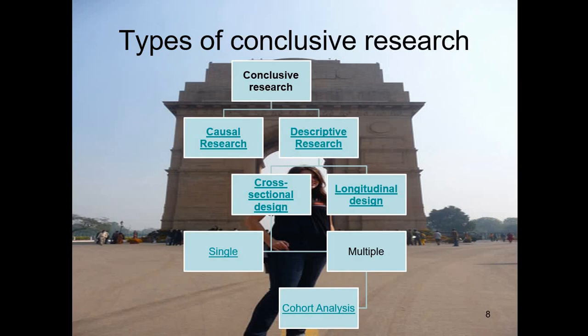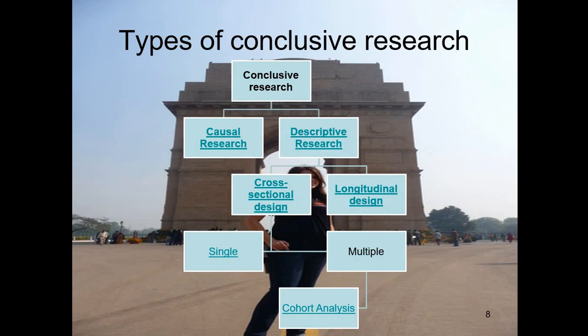Now, when you have a mixture of both, that is, a cross-section of people studied for several time periods, then it becomes panel research design. That is not so much used in marketing research. Because in marketing research, we want to do the research and reach conclusions quickly, because this marketing field is very volatile. Things keep on changing. So we can't afford to do a panel research design.